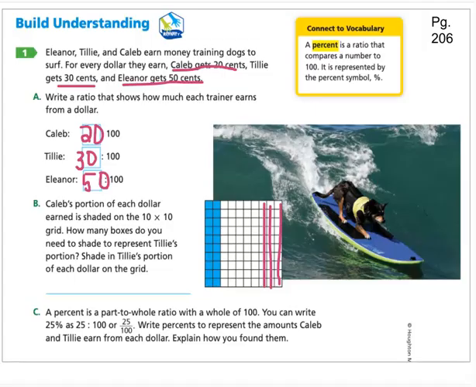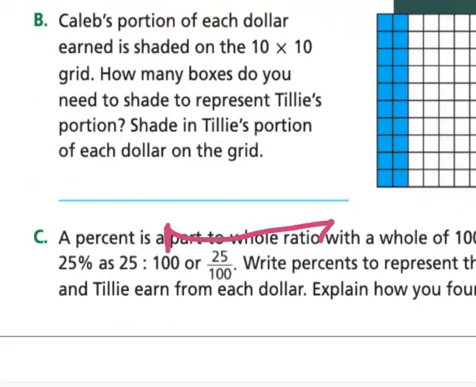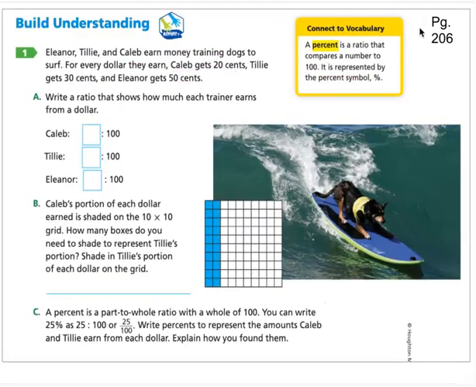And we know that it's a part to whole ratio. I'm going to put a little note here, it's not great, but it was what I could do. Let me see if I can erase it. So this is a part to whole ratio with the whole 100 as your denominator. You can write it as a percent, you can write it with the colon, or you can write it as a fraction. Caleb and Tilly, they want us to represent Caleb and Tilly's earnings as a percent.